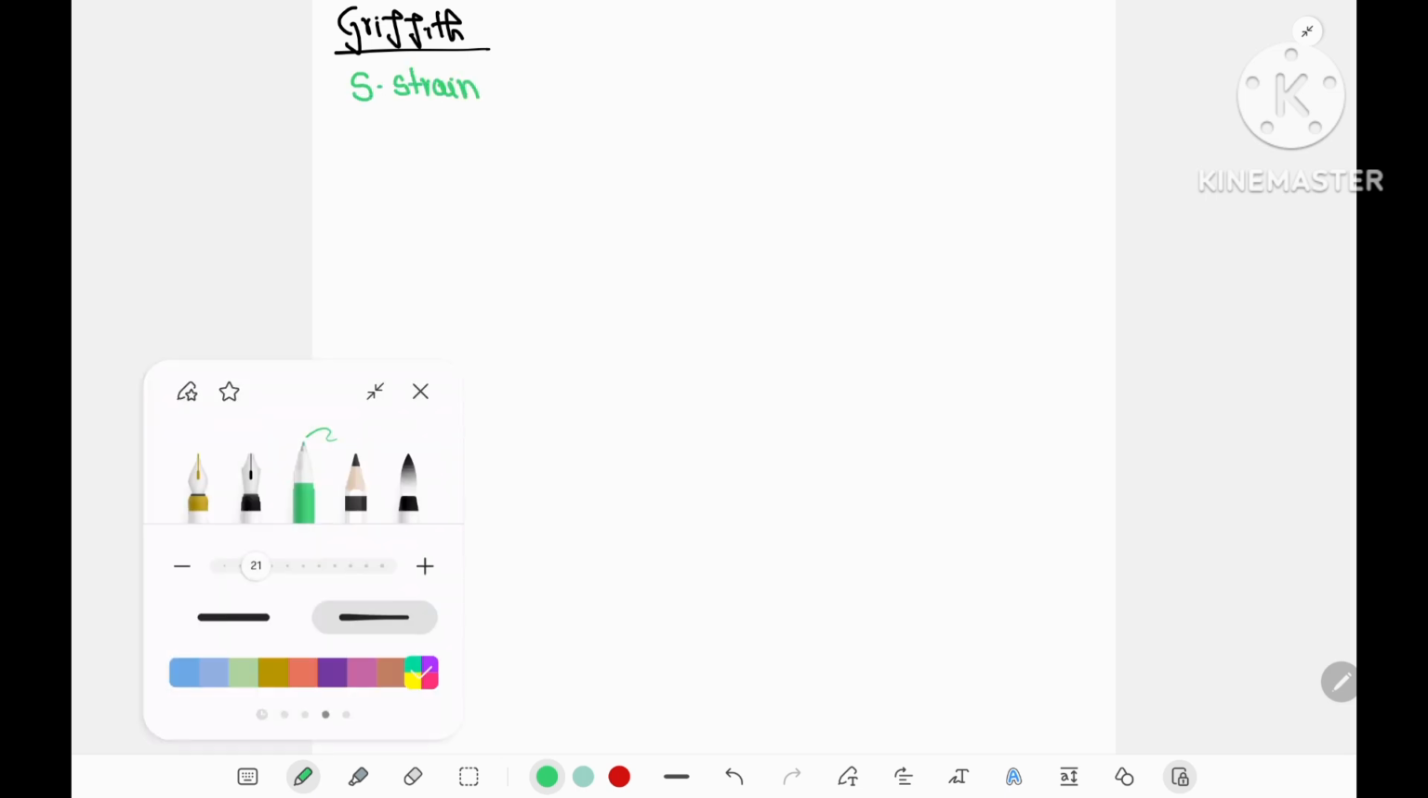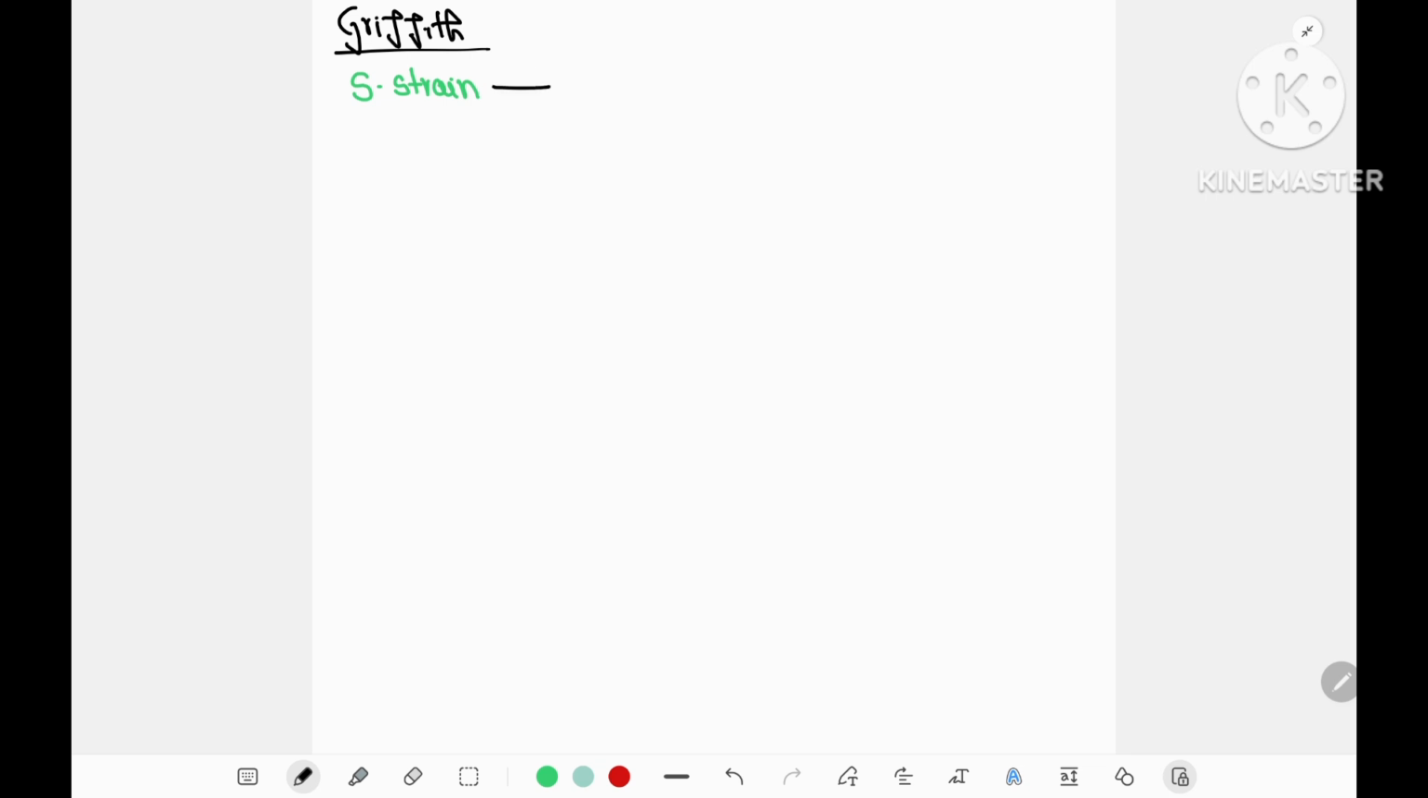Griffith took S strain of bacteria, that is the virulent strain, and injected that into mice. Virulent means that it causes death, as you know. So what might have happened to the mice? Obviously it has caused death. So here I am writing dead mice inverted, so you know how it will appear, and you can remember this.